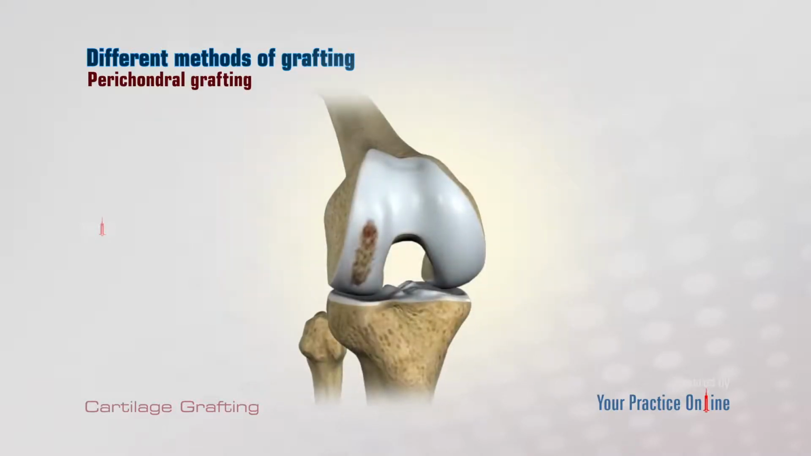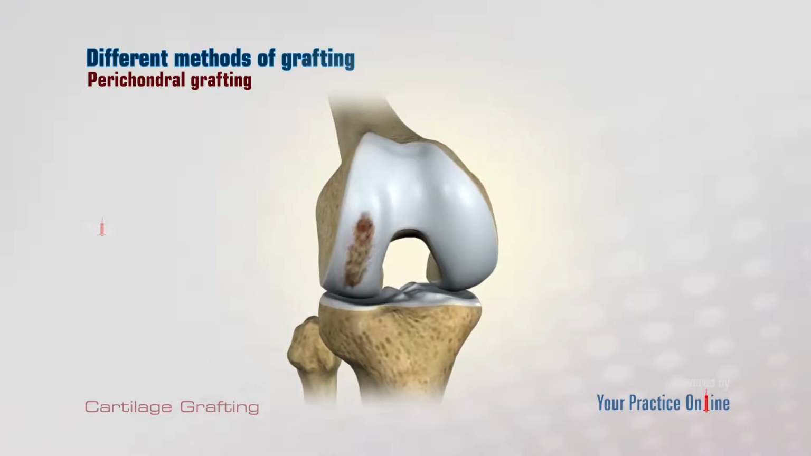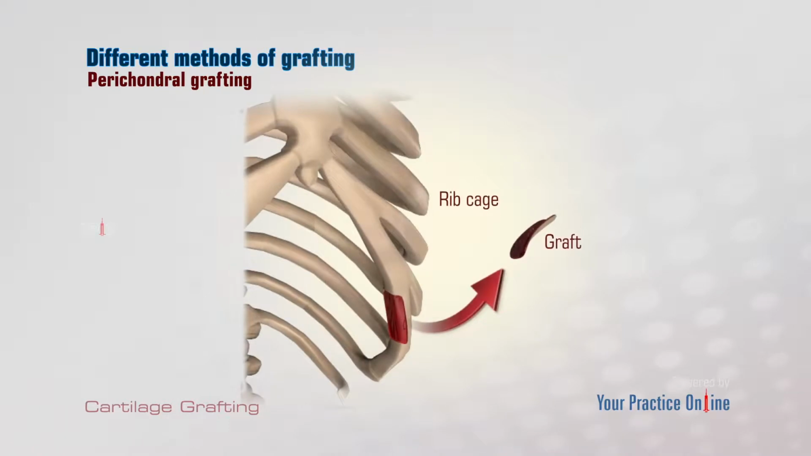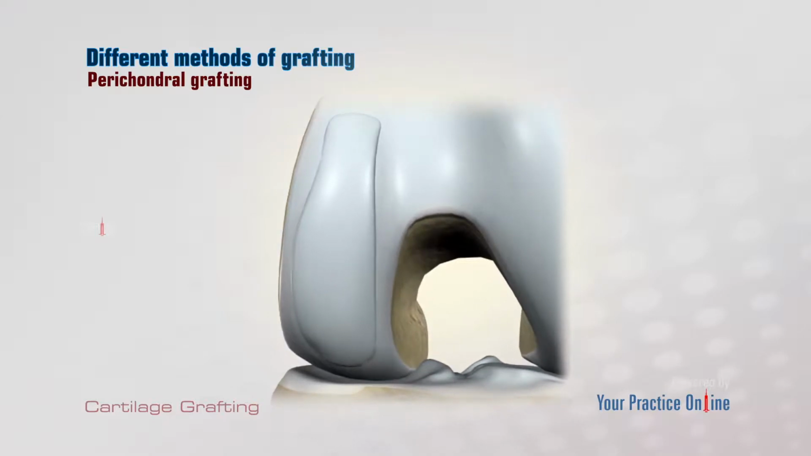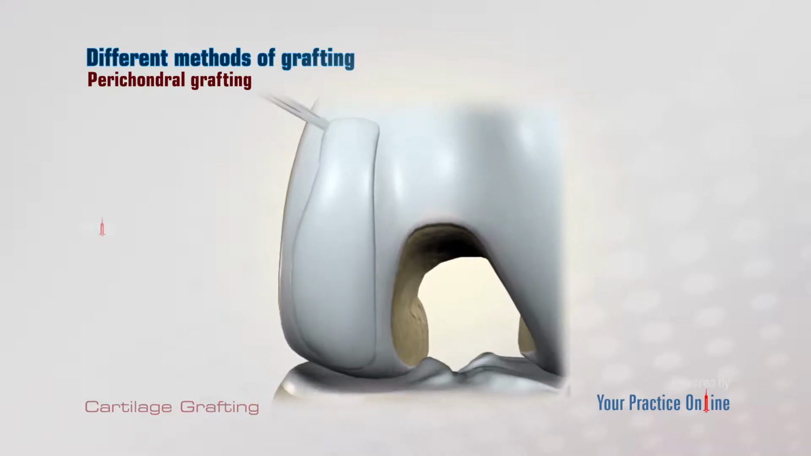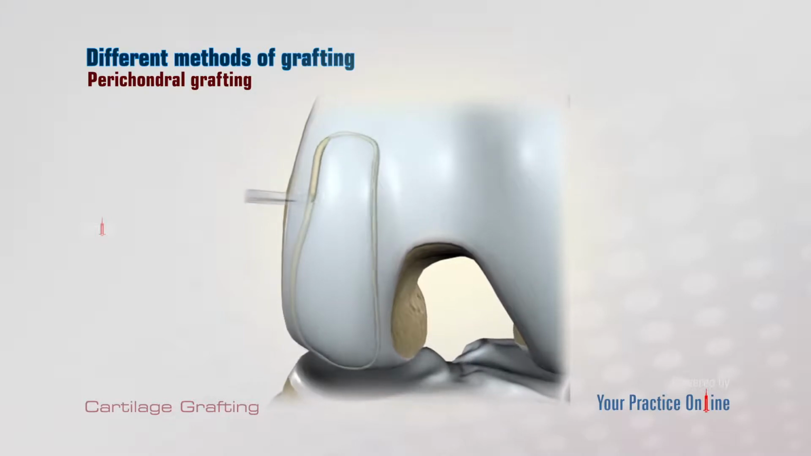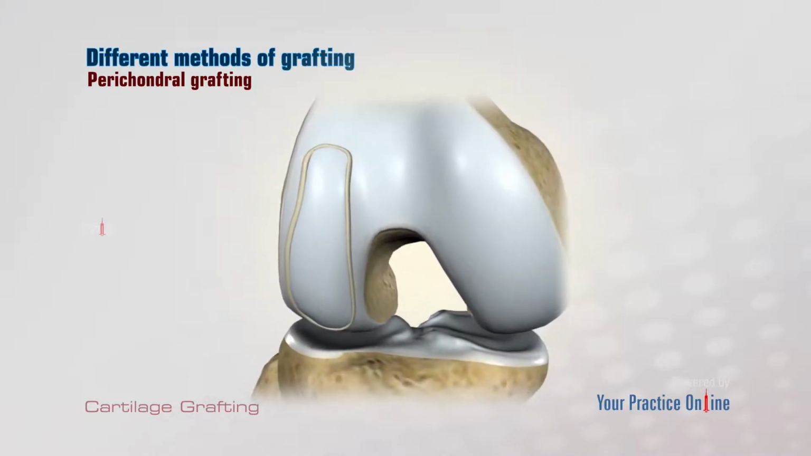Perichondral grafting. Perichondral grafting technique is similar to periosteal grafting, but the graft is harvested from the lower part of the rib along with its chondrogenic layer. The procedure can be performed using minimally invasive technique or open surgery. Once harvested, the perichondral grafts are fixed to the subchondral bone with the help of fibrin glue. This method also helps in regeneration of cartilage in the damaged area.